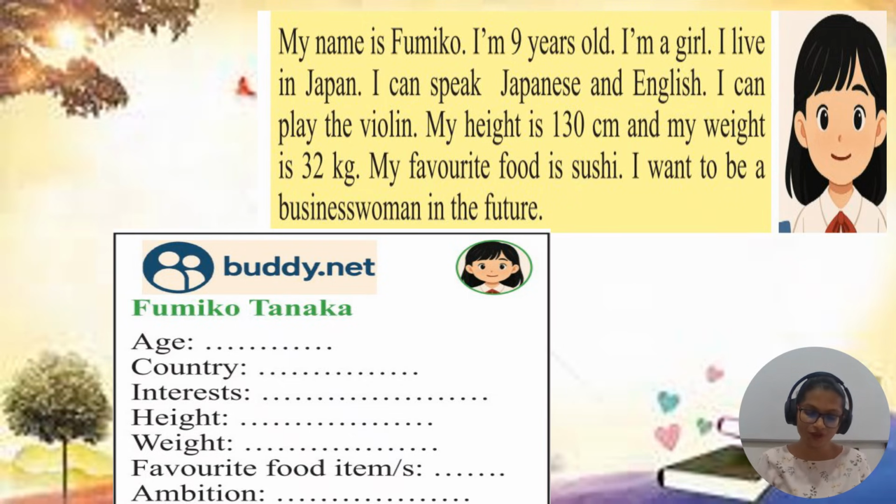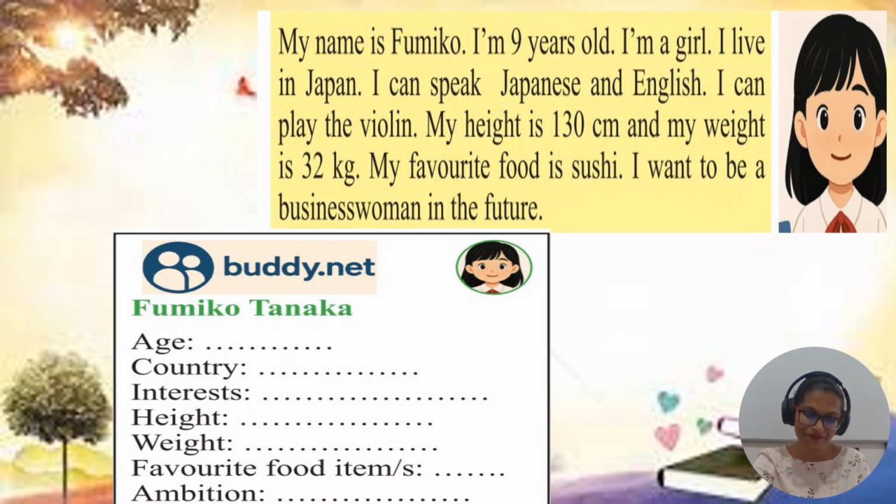Right, let's go to a BuddyNet profile there. Her name is given, Fumiko Tanaka. Her age is asked, that is 9 years old. And then country. What is her country? Yes, it's Japan. Interests. What does she like to do? Yes, she likes to play the violin. So under interests, you can write play the violin.